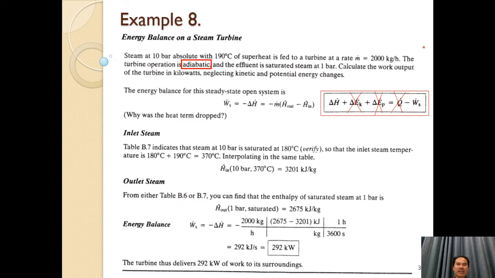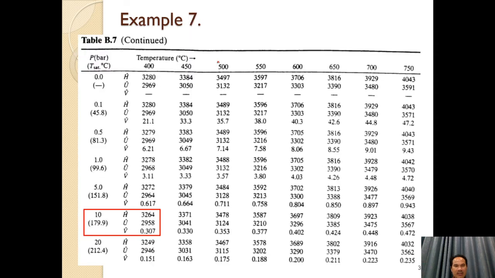Next example, the energy balance on steam table, a steam turbine. That's right, steam turbine. The steam at 10 bar absolute with 190 Celsius. Surely superheat. That's right. If you go back to this, 10 bar.